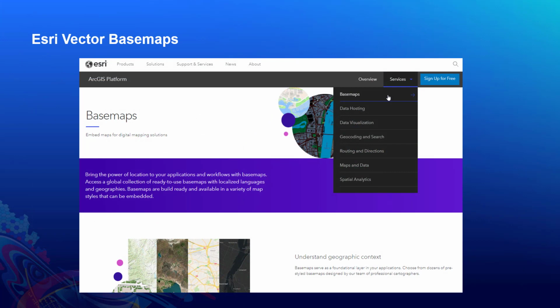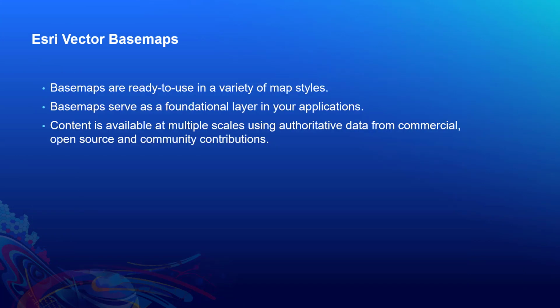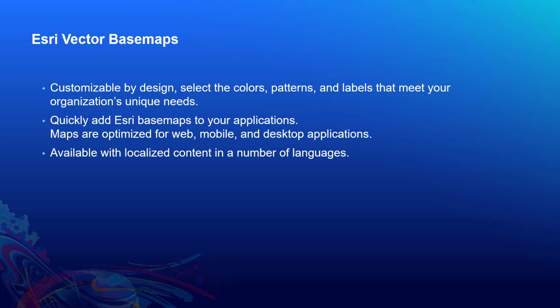Basemaps in the ArcGIS platform are ready to use in a variety of map styles. They serve as a foundational layer in your applications, and the content is available at multiple scales, using authoritative data from commercial, open source, and community contributions. The basemaps are customizable by design, where you can change colors, patterns, and labels to meet your organization's unique needs.